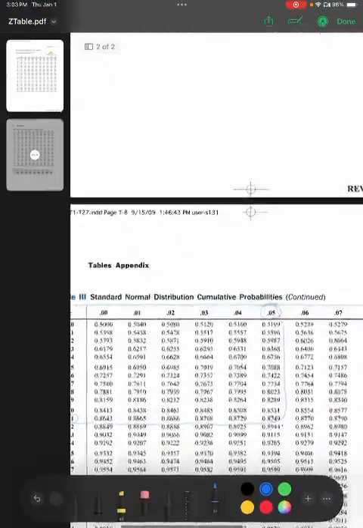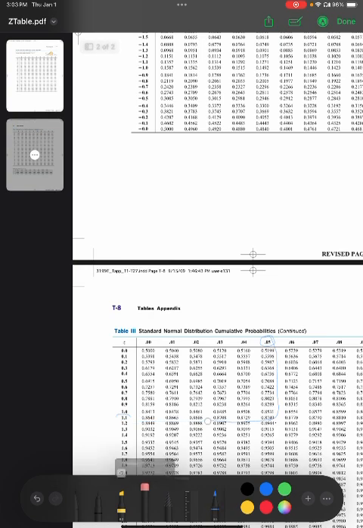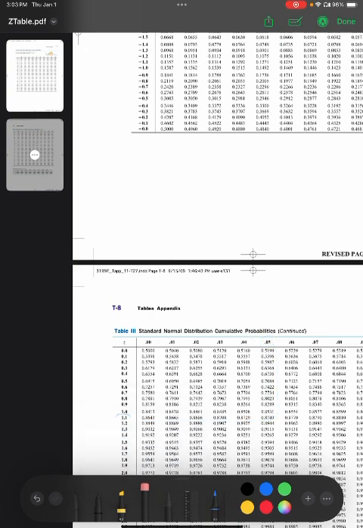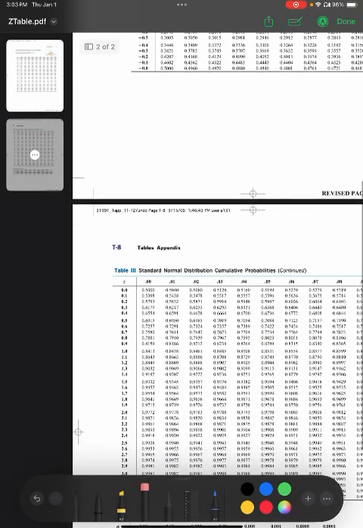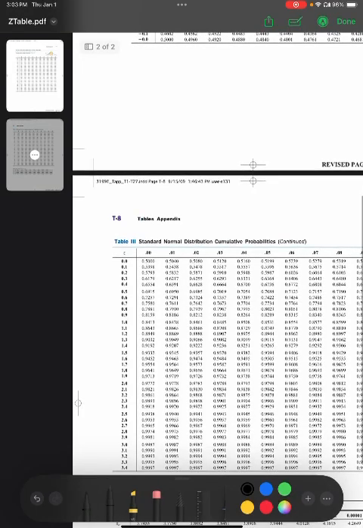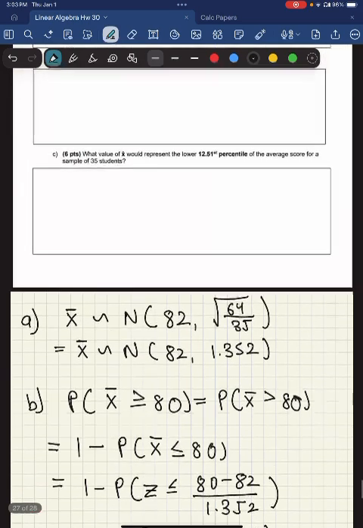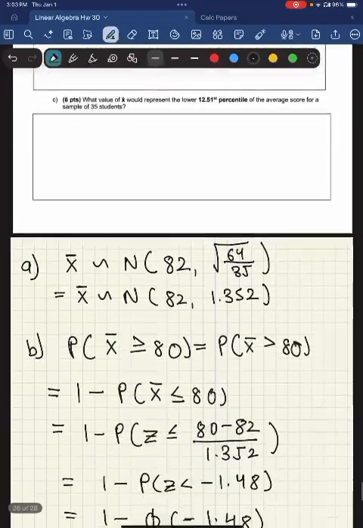So I have the z table right here. What I can do is go to 1.48. Here is 1.4, and if I keep going, here is 0.8. So 1.48 is 0.9306. My answer is 0.9306, reported to 4 decimal places, which is the standard for STAT 350.